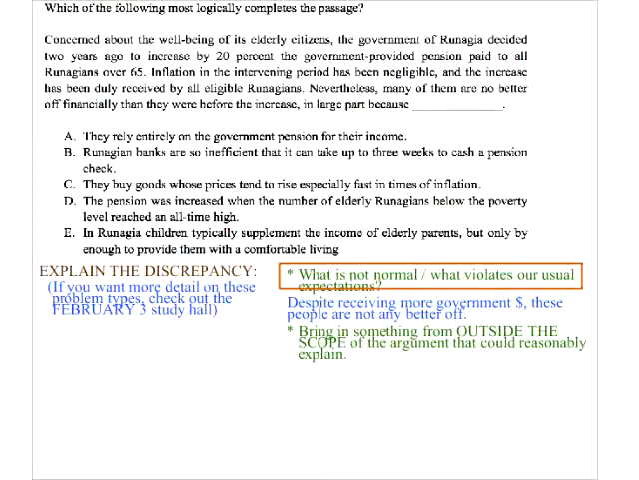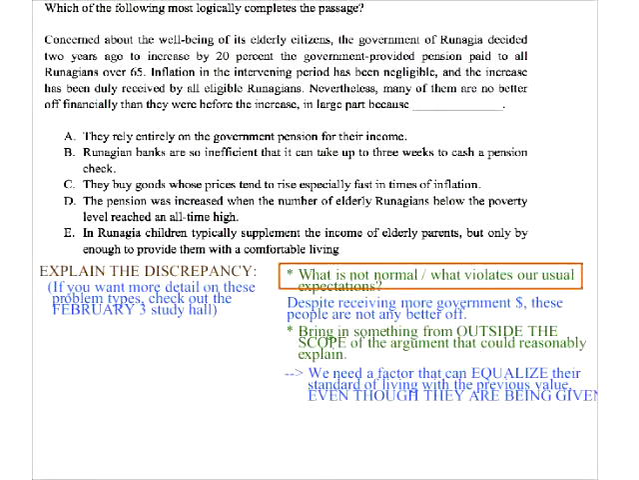So what we need is a factor that can equalize their standard of living with the previous value, even though they are being given more money by the government. Remember, scope is not a concern here. In fact, in these problems, you're supposed to pick something that's out of scope.